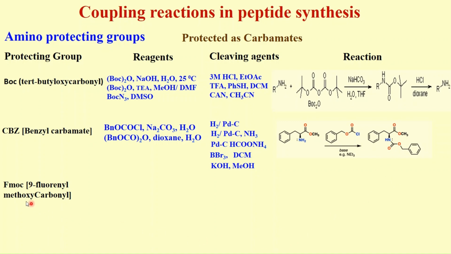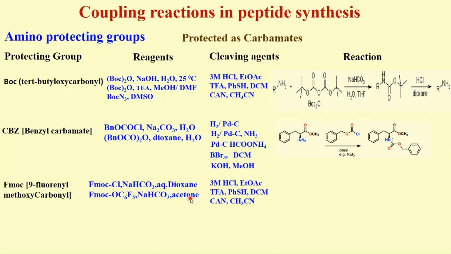We can also protect by 9-fluorenylmethoxycarbonyl group. We use 9-fluorenylmethoxycarbonyl chloride in the presence of a base in a suitable solvent, or the fluorinated derivative of FMOC. We can cleave it under acidic condition, like that of the butyloxycarbonyl protected amino.